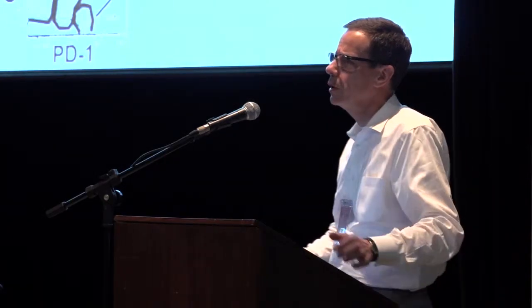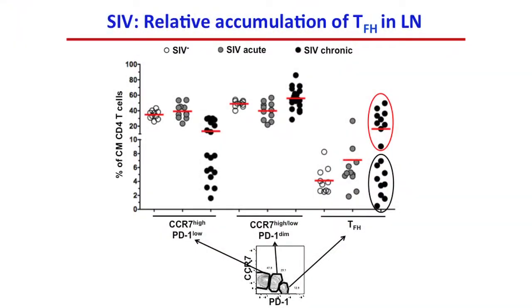So what happens with SIV infection? Now, usually with SIV infection, you get infection and depletion of CD4 T cells, and here I show you monkeys that are not infected, that are acutely infected, or that are chronically infected. And these are your T follicular helper cells. And interestingly, instead of these cells going down, there's actually relative accumulation in some of the monkeys.